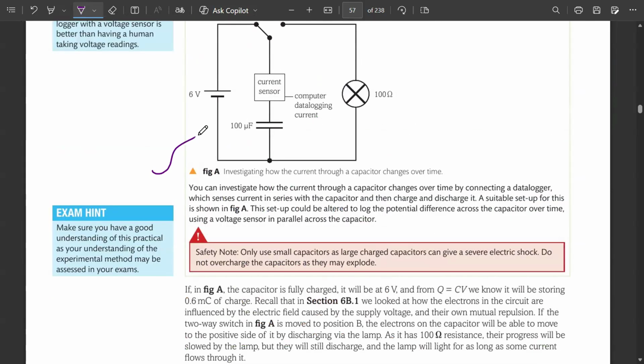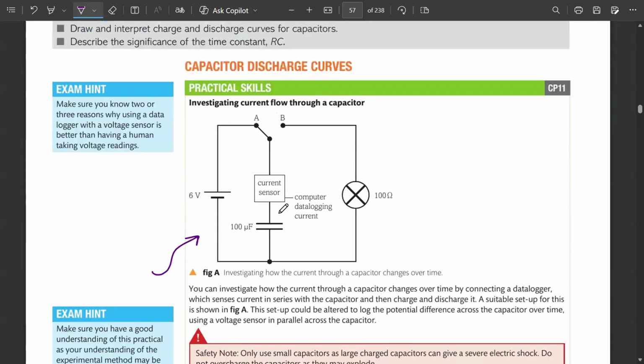You have seen in figure A where the capacitor is present. This is the capacitor, right. What is the value of this capacitor? It is a 100 microfarad capacitor. We have a bulb over here as well. We have a 6-volt battery. We have a switch as well over here. And when this switch is closed, what does switch closed mean? That the current is flowing.